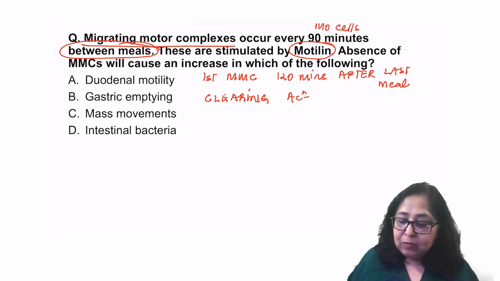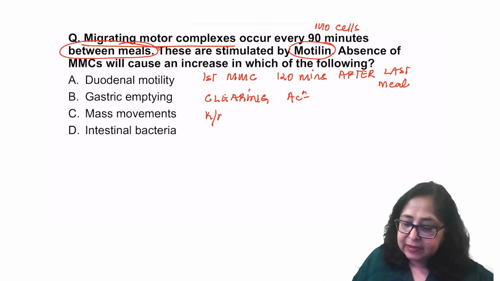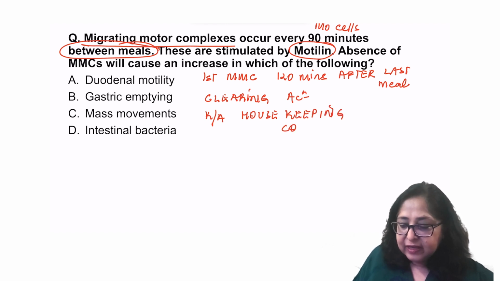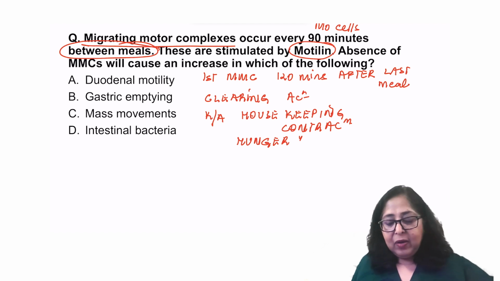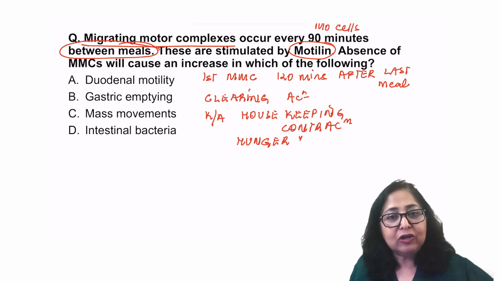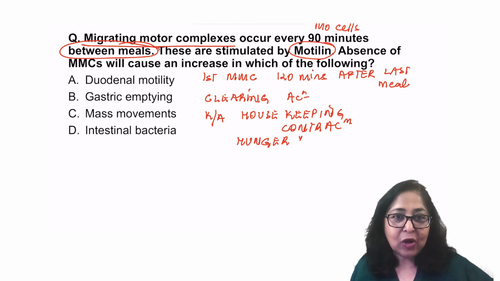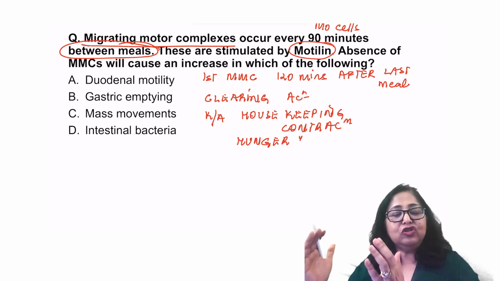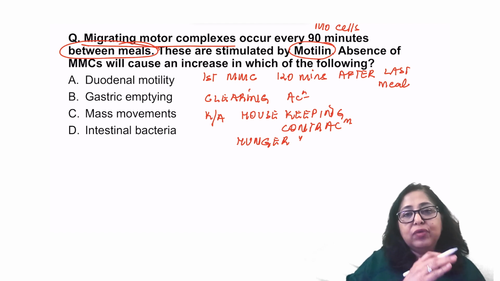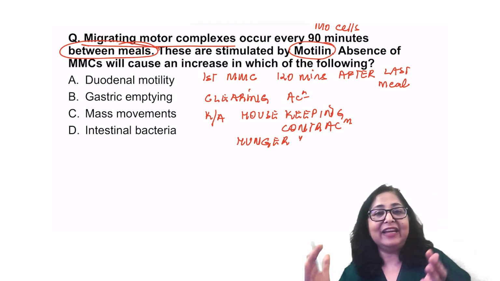These migrating motor complexes are also known as housekeeping contractions. Why so? Because they have a clearing action. They are also known as hunger contractions. Why so? Because they occur between meals. Now, one of the very important functions of the migrating motor complex is that since they are occurring every 90 minutes, they ensure that there is no reflux of the colonic contents into the ileum.